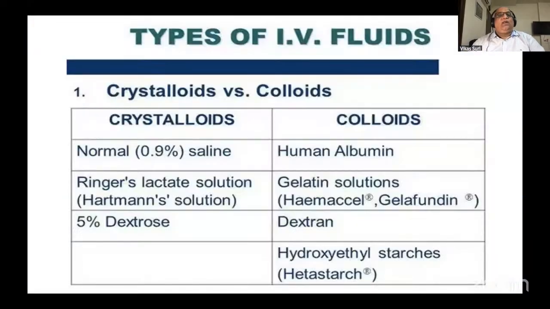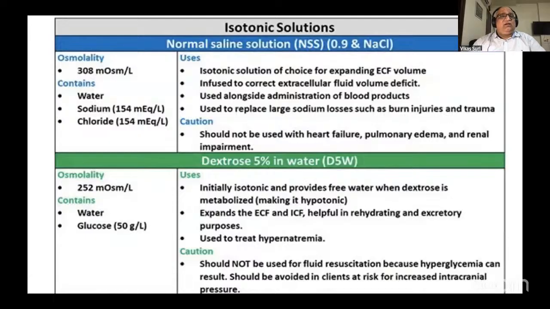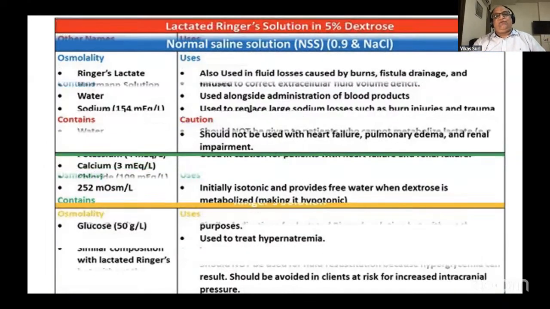Coming to IV fluids, we know that there are crystalloids and colloids. Crystalloids include normal saline, ringer lactate, and 5% dextrose, and the colloids include albumin, gelatin, starches, and dextrans. Well, this is the comparison. Normal saline has an osmolality of 308 and a sodium of 154, while dextrose has an osmolality of 252 and has high glucose. Normal saline has its own complications like hyperchloremic acidosis, and nowadays it is not preferred as a resuscitation fluid. When I was a resident, this was the resuscitation fluid which we used to use.